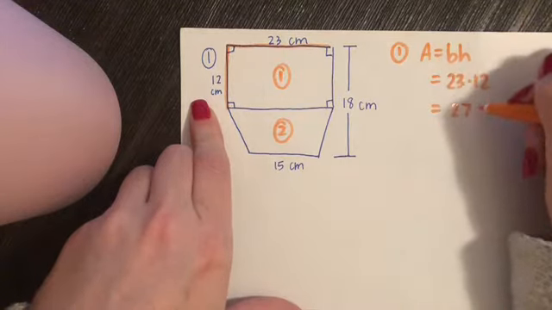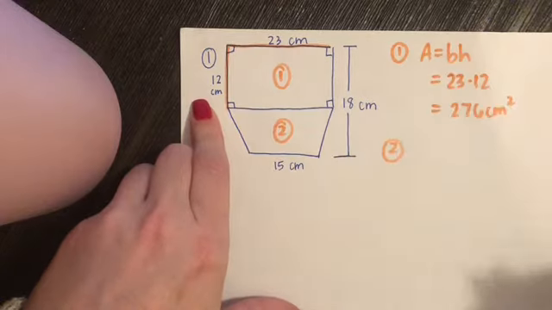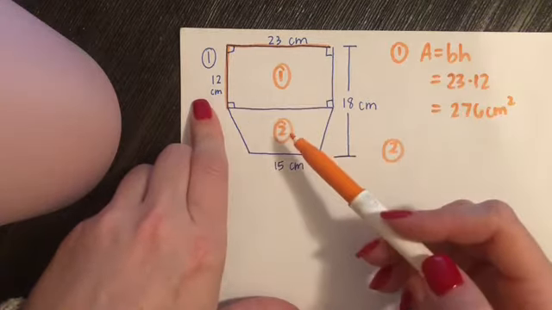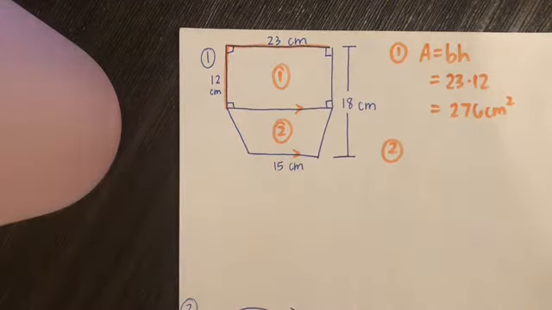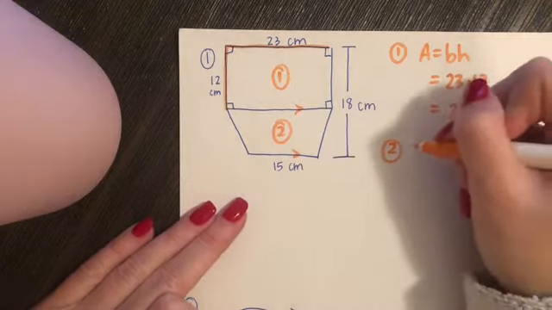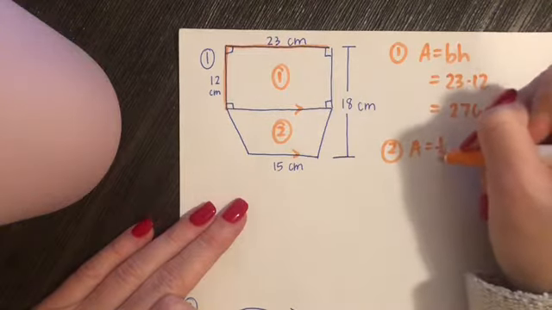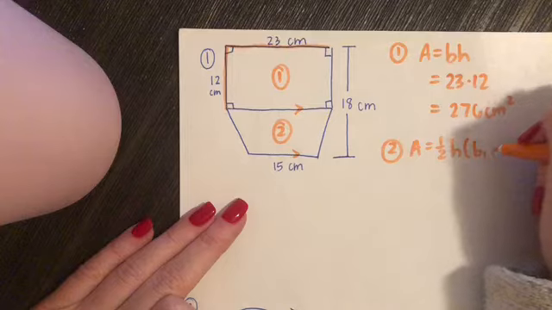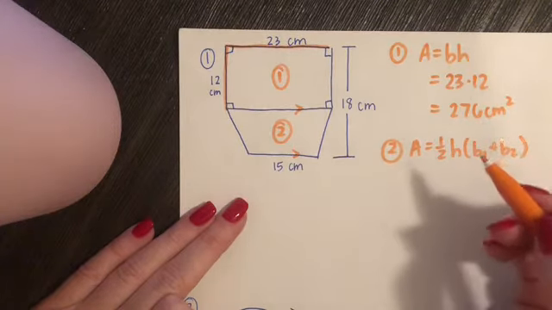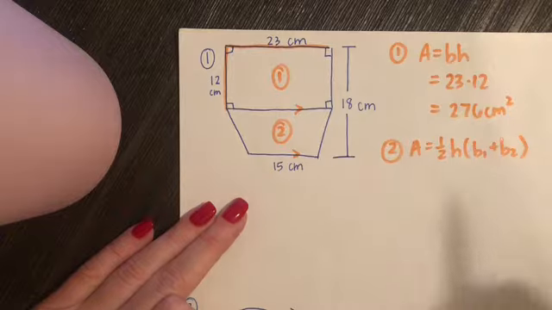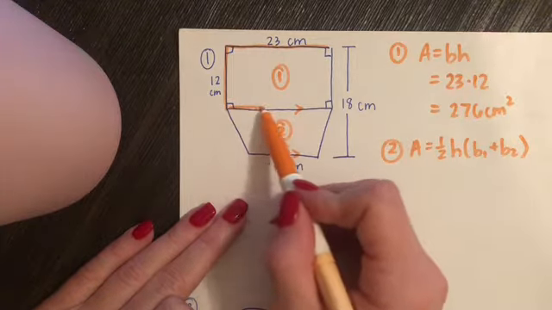Now let's find the area of the second region. It looks like there's only one set of parallel lines, so this is best classified as a trapezoid. The formula for the area of a trapezoid is 1/2 the height times base 1 plus base 2. Let's go ahead and plug in our given information. It looks like here's going to be our base.